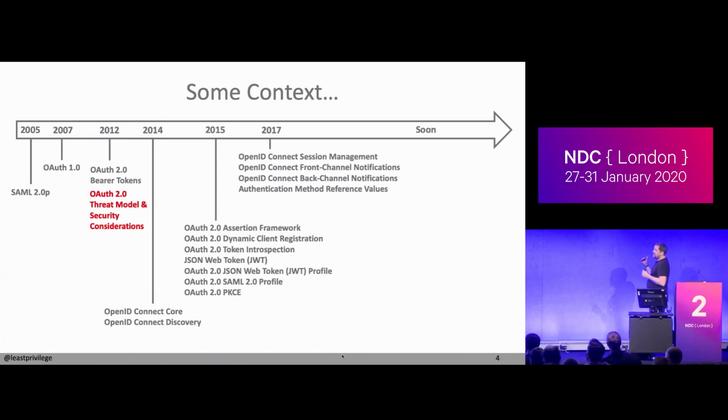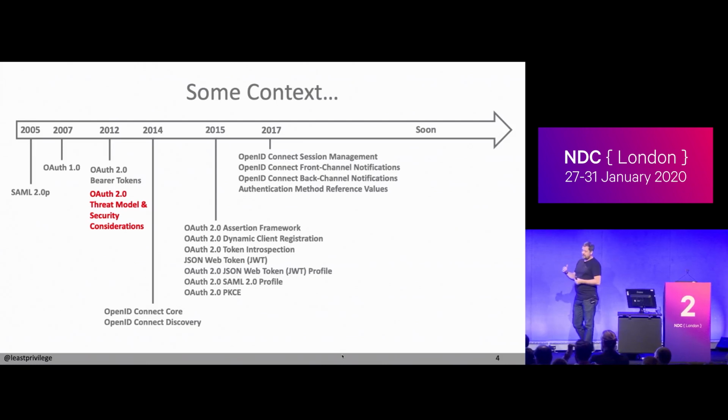And now we saw OAuth being used in places where in 2012 nobody anticipated it going, like the financial industry, healthcare sector, high value scenarios. And guess what? The higher value the scenarios get, the more creative attackers get at finding the problems, right? So there was a demand for giving us something better than just a raw threat model.